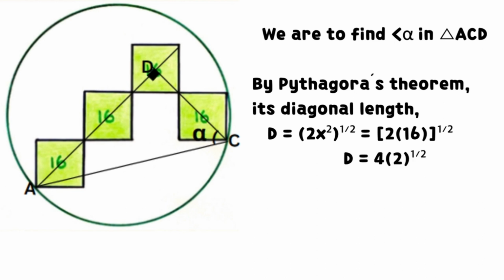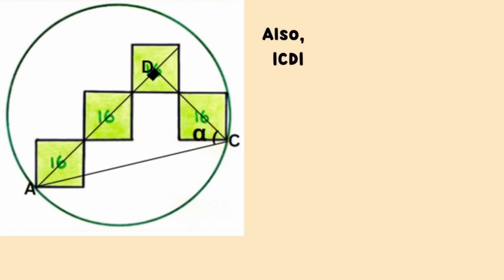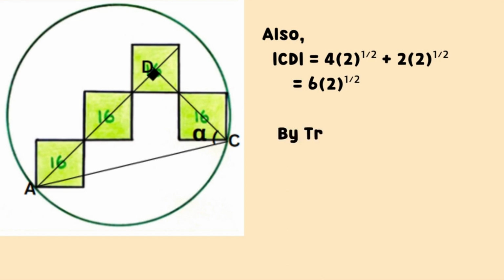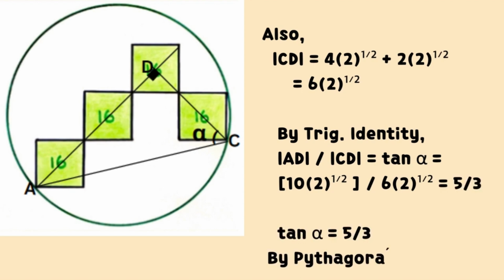We are to find angle alpha in triangle ACD. By Pythagoras' theorem, its diagonal length, d, equals 4 times the square root of 2. This implies that line AD equals 10 times the square root of 2 after substituting values and simplification. Also, line CD equals 6 times the square root of 2. By trigonometric identity, the ratio of line AD to line CD equals tan alpha, which equals 5 divided by 3 after simplification of substituted values.